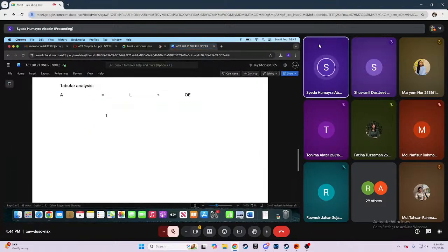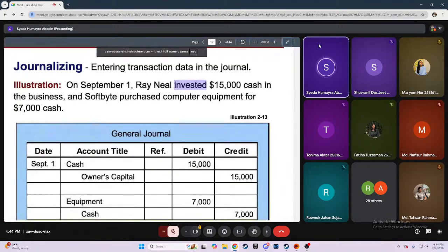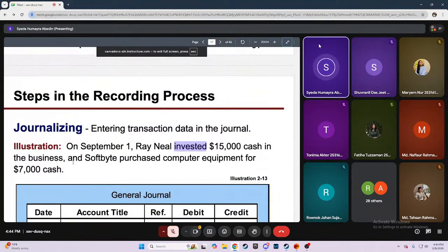So dual effect, the first effect will be that our owner's equity is going to increase by how much? $15,000. $15,000 has increased. Why did it increase? Because we made an investment. I'm just writing this down so that we can do the discussion later, okay? We have done an investment. So from this transaction, one effect will go to the owner's equity.